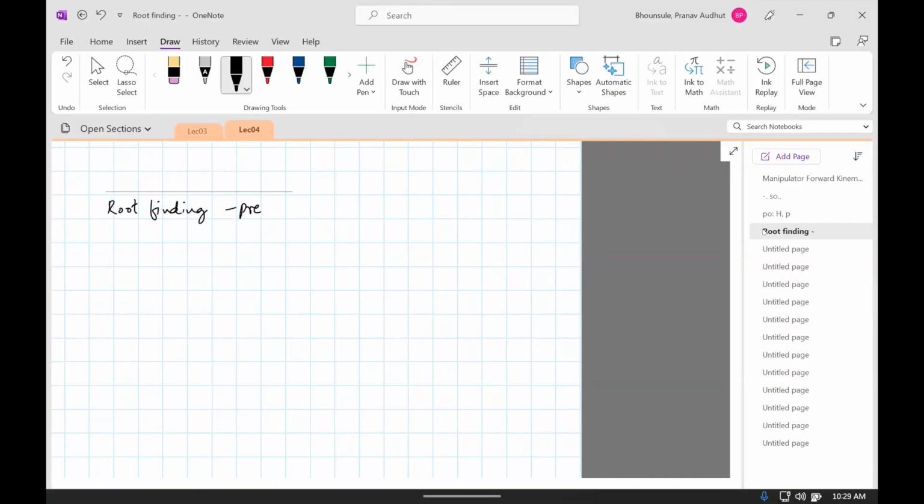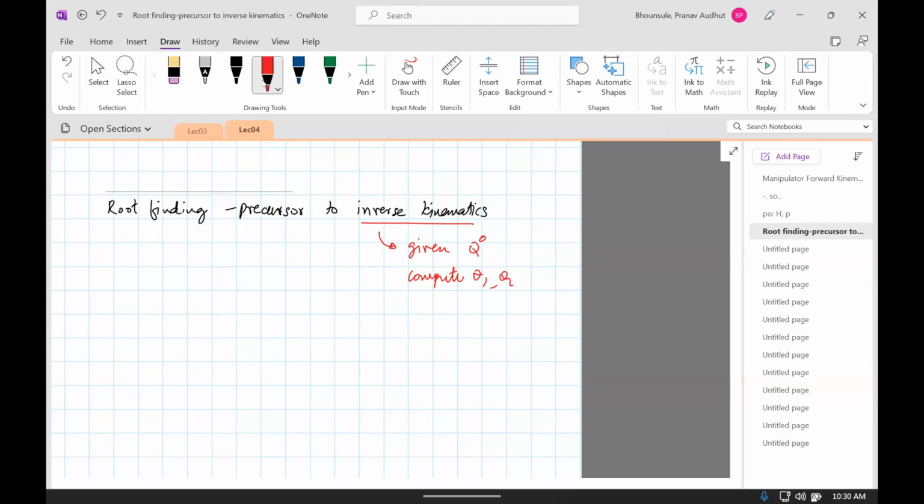As a precursor to inverse kinematics. Inverse kinematics is the problem of, given, in the context of the previous example, Q0, compute theta1, theta2. So Q0, remember, is the end effector position.